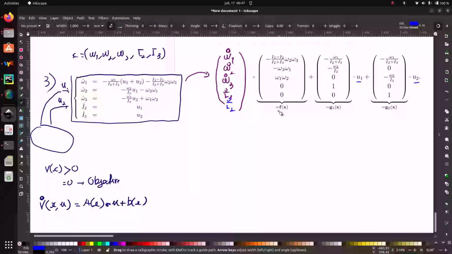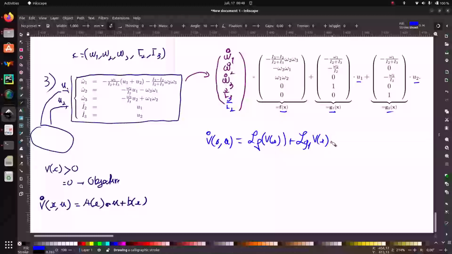Okay, if I call this one f, g1 and g2, then this corresponds to an affine form, and I can write that V dot of x and u is equal to the Lie derivative of V of x with respect to f, plus L g1 V of x multiplied by u1, plus L g2 V of x multiplied by u2.